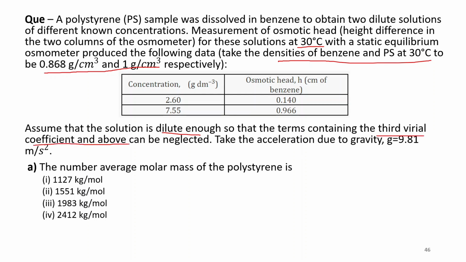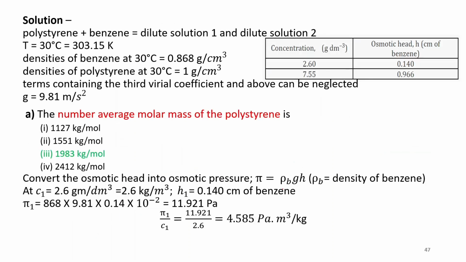Because the solution is dilute, we can neglect them, and g is given as 9.81 meters per second squared. We need to calculate the number average molar mass of the polystyrene, and these are the four options. We need to see which one is correct out of these four. So how can we calculate? Let's see the solution.